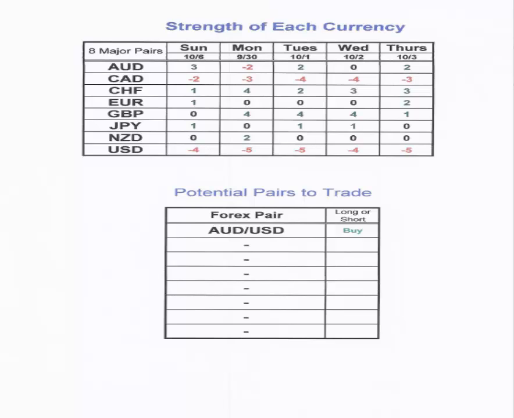Our objective is to match the strongest currencies with the weakest currencies so that we can find the highest probability Forex pairs to trade. Today we had 1 potential pair to trade, and this is the Aussie US Dollar. And this would be going long or buying the Forex pair. I hope this helps you to get a better understanding of what we were doing in Section 1.